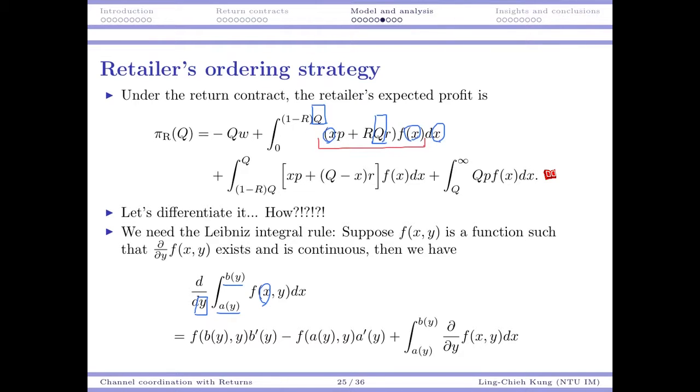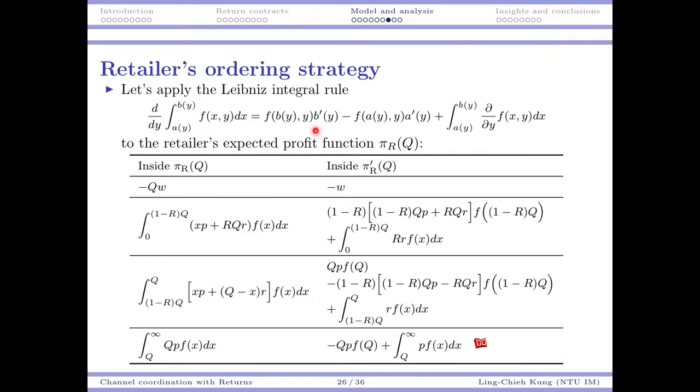Let's try to do this. So the rule is here. We know that the retailer's expected profit has four terms. 1, 2, 3, 4. Okay, for the first term, differentiating this term with respect to Q is easy. Okay, we just get this one. For the second term, okay, Q is here, Q is here, and we have, this is an upper bound, this is the lower bound. So the first term is to plug in the upper bound to small x.